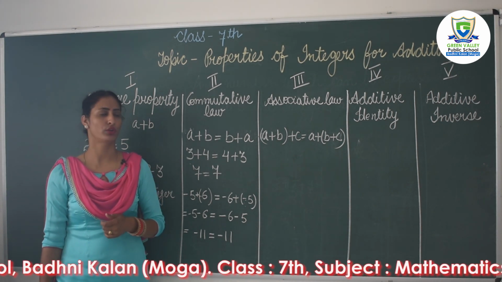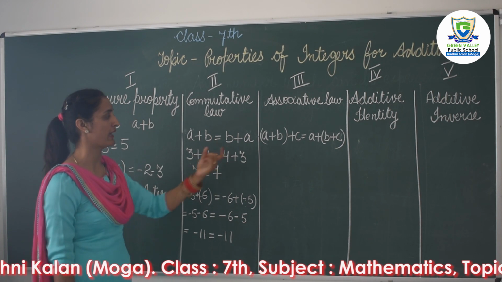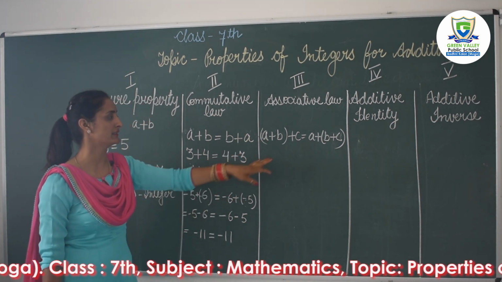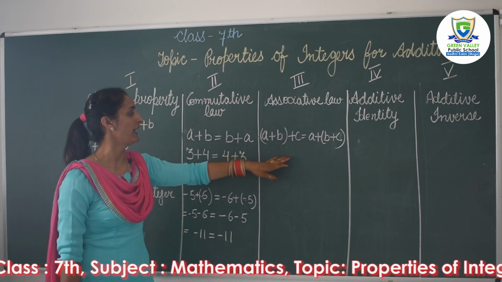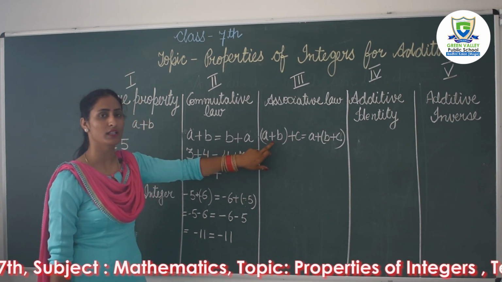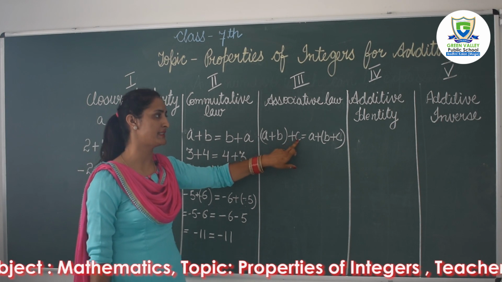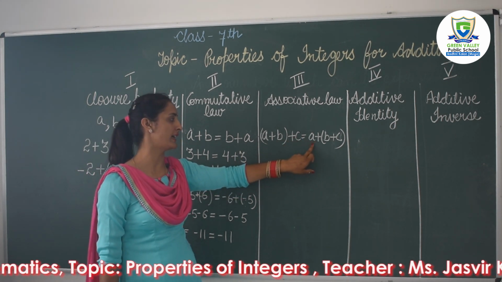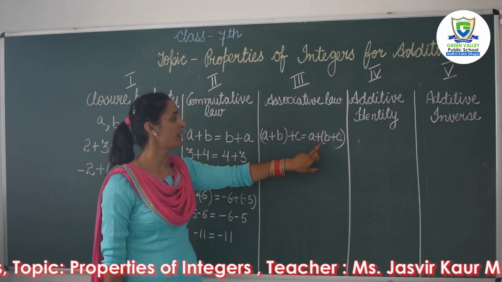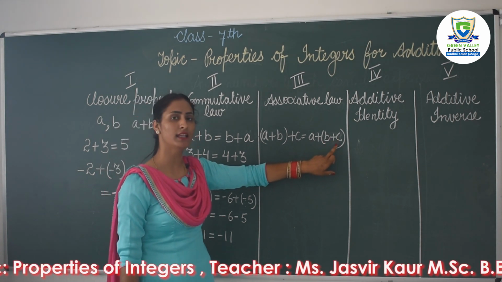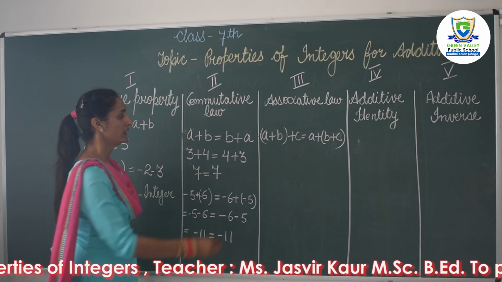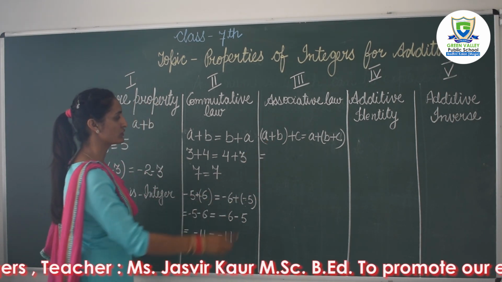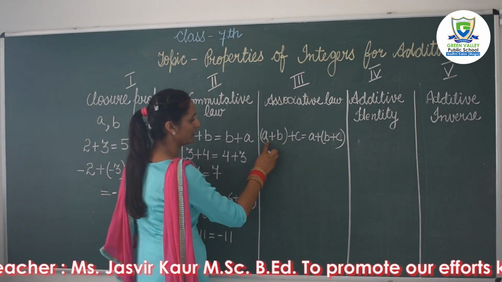While adding 3 or more integers, you can make group of any two integers, and then you can add the third integer in this. This is a plus b in bracket, then plus c, which is outside the bracket, and on the right side take a outside the bracket and write b and c in the bracket. So I am going to take the values for a, b and c. So we will solve it with an example.